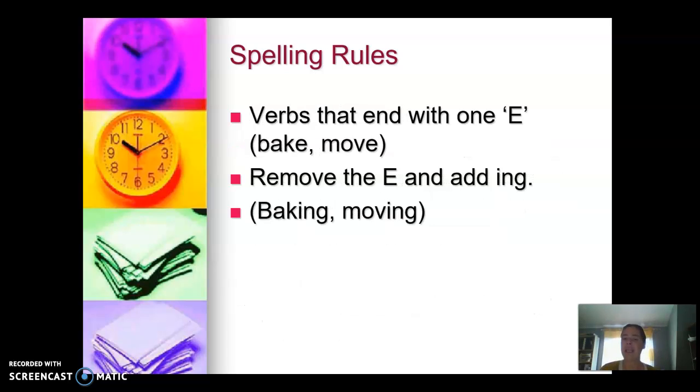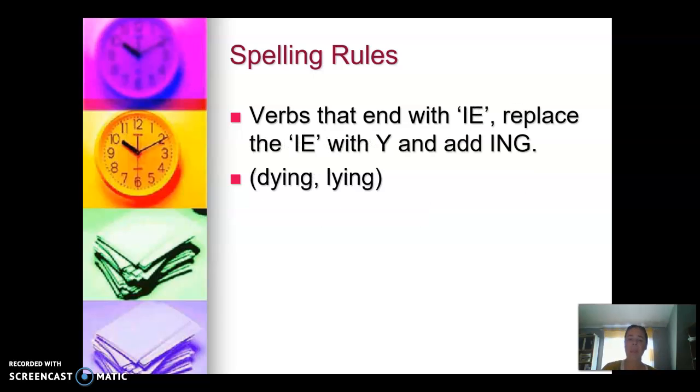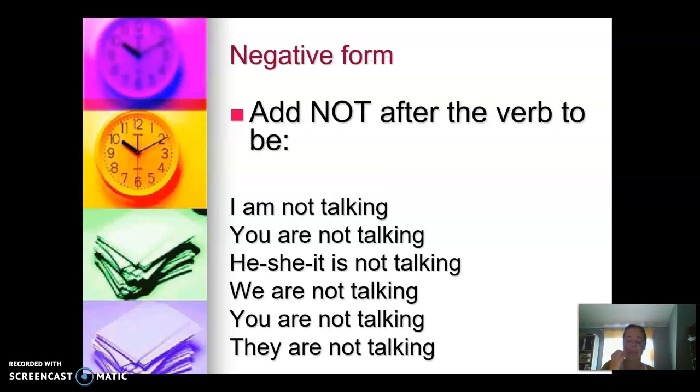Of course, if you have an E at the end of your verb, you just remove the E and then you add ing to it. If you have a verb that ends with IE, like die or lie, you replace the IE with your Y and then you add ing. So no more IE, you change it for Y plus ing.